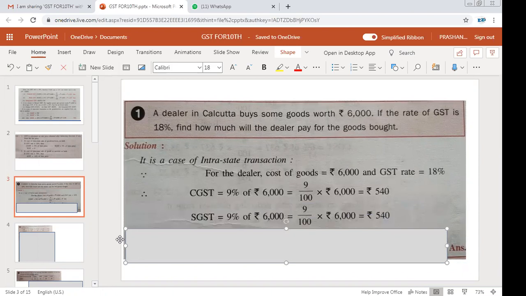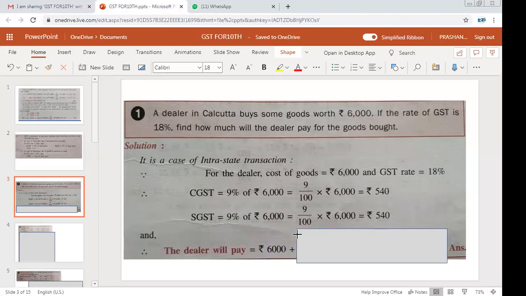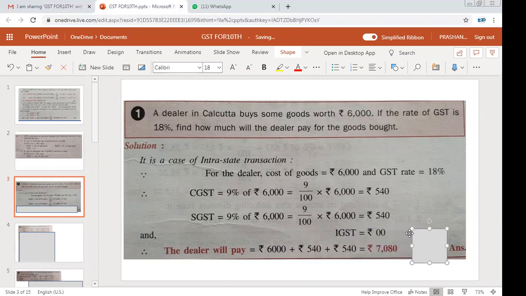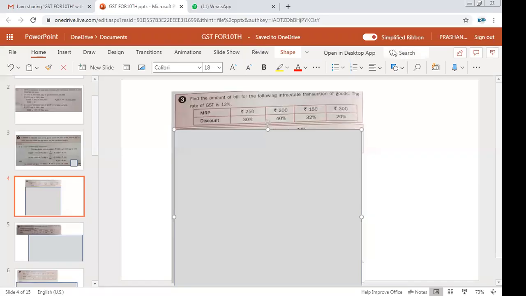So the total price will become cost price plus CGST plus SGST, and that will become 7080. So simple. And if you wish, you can write IGST is equal to 0, and if you don't write it, no problem. So the final answer is 7080. I hope you have understood till here.